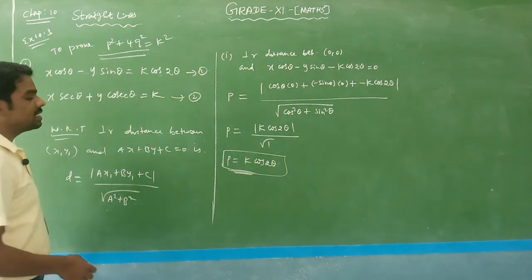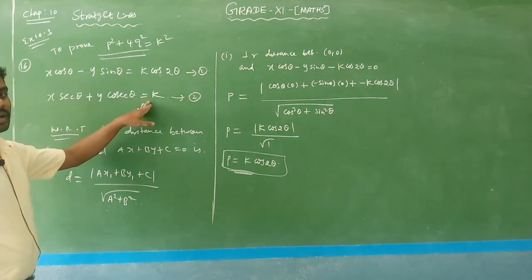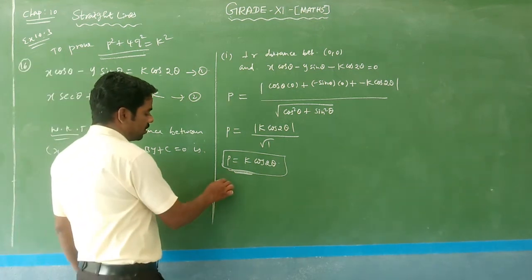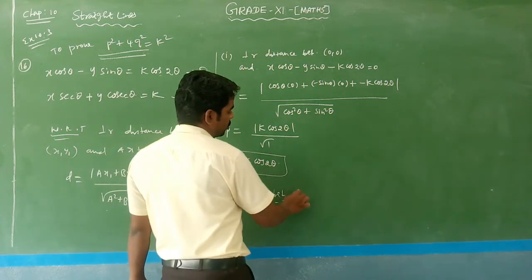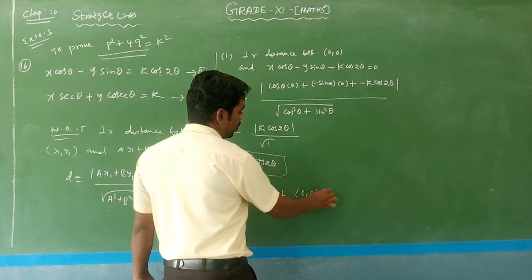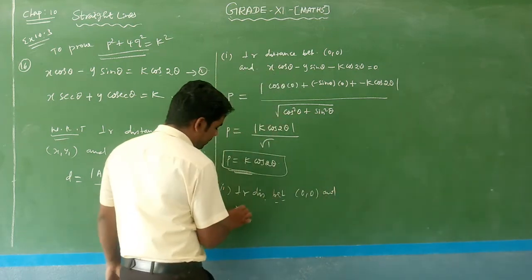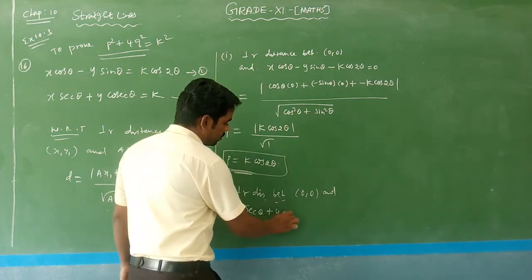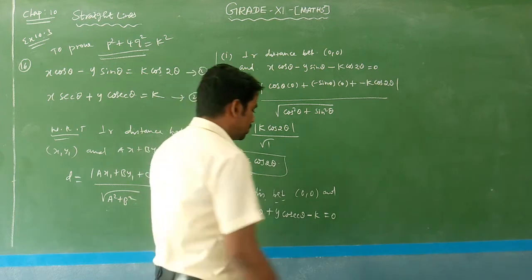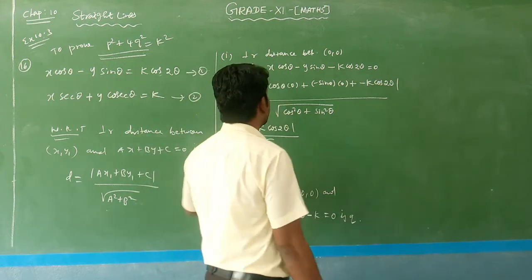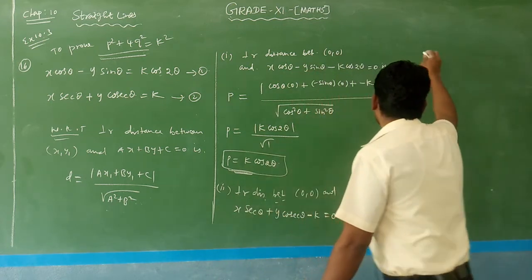Q is the perpendicular distance from the origin (0, 0) to the line x secant theta plus y cosecant theta minus k equal to 0. Here the perpendicular distance from the origin to the other line is P. Find the value of Q.